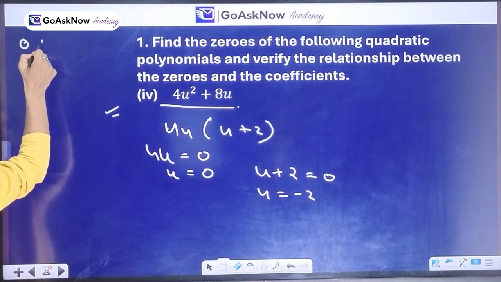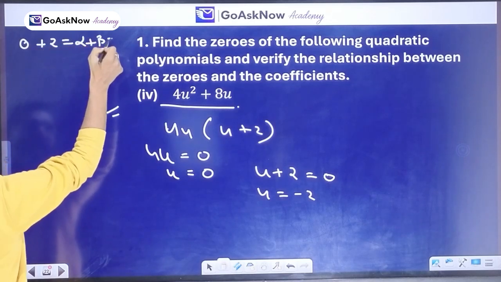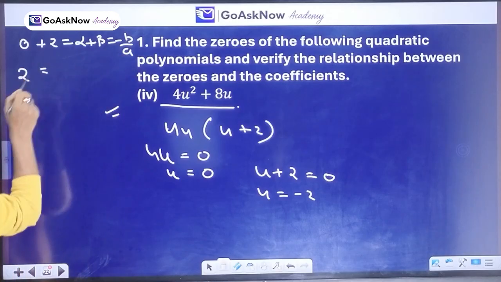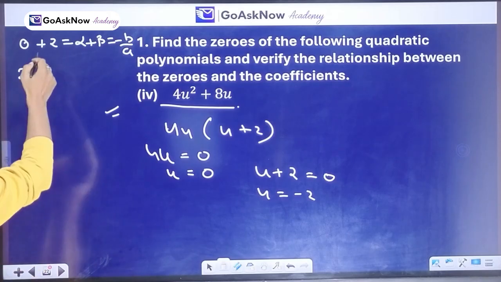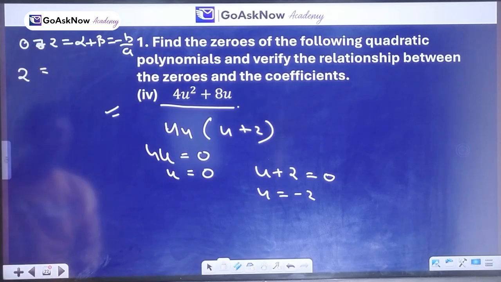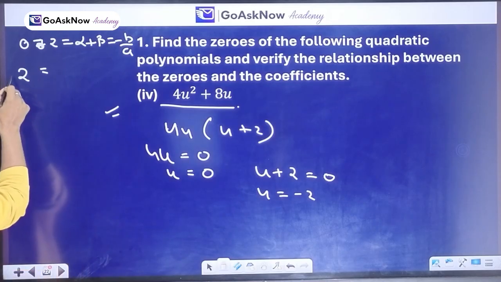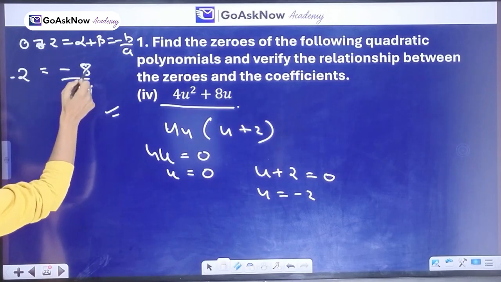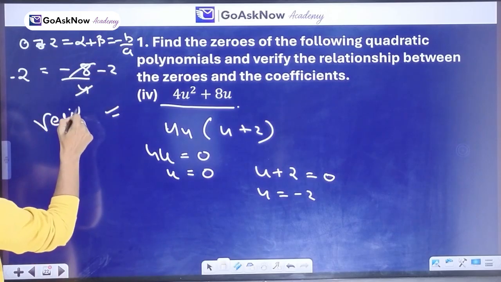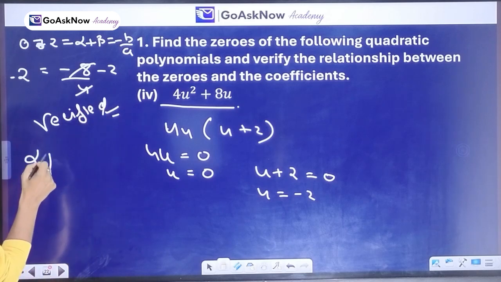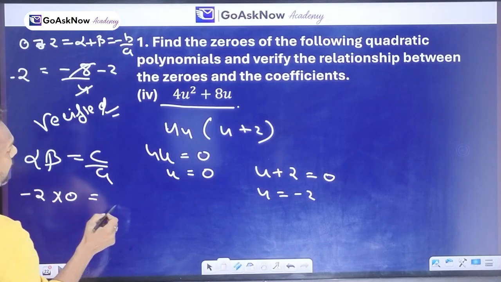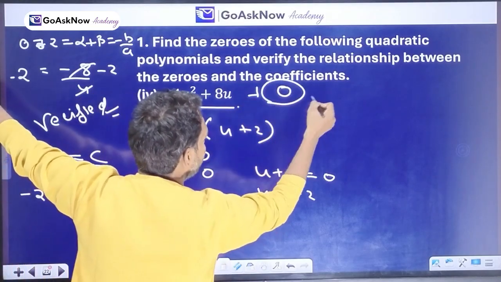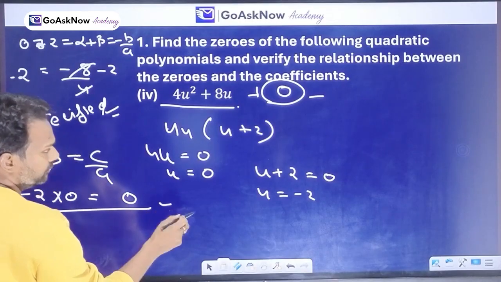Now, sum of roots, 0 plus minus 2, is equal to alpha plus beta is equal to minus b upon a. 0 minus 2 is minus 2. It will be minus 8 upon 4, which is minus 2. Verified. For product of roots, alpha beta, we'll get c by a, and that's minus 2 into 0. Since there is no c, it will be 0. Therefore, it's equal to 0.